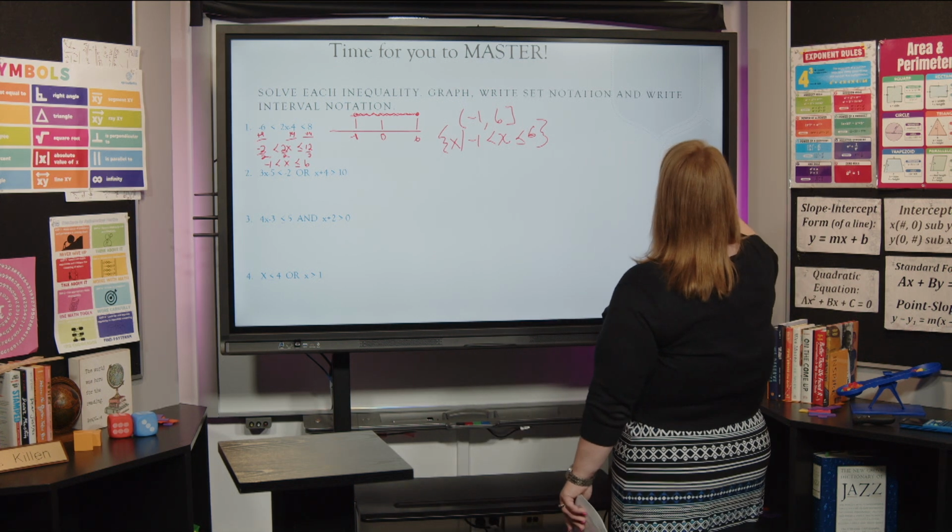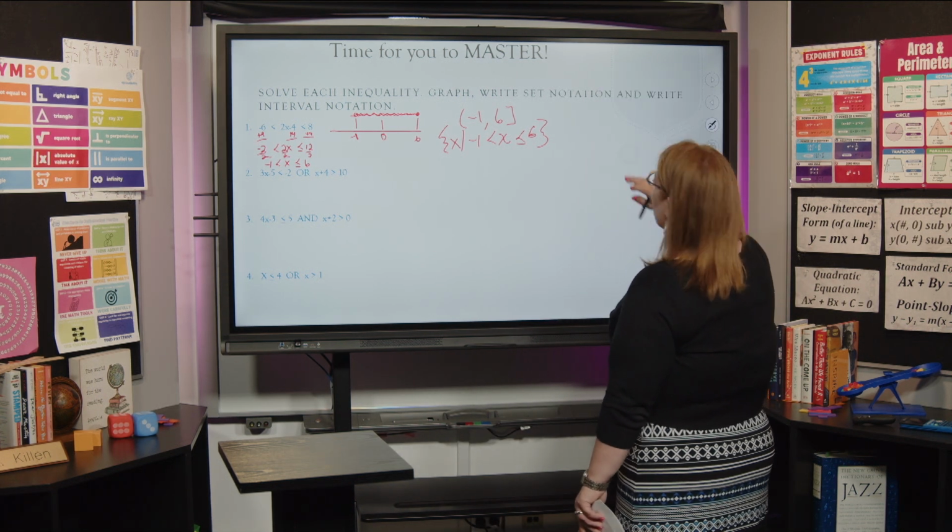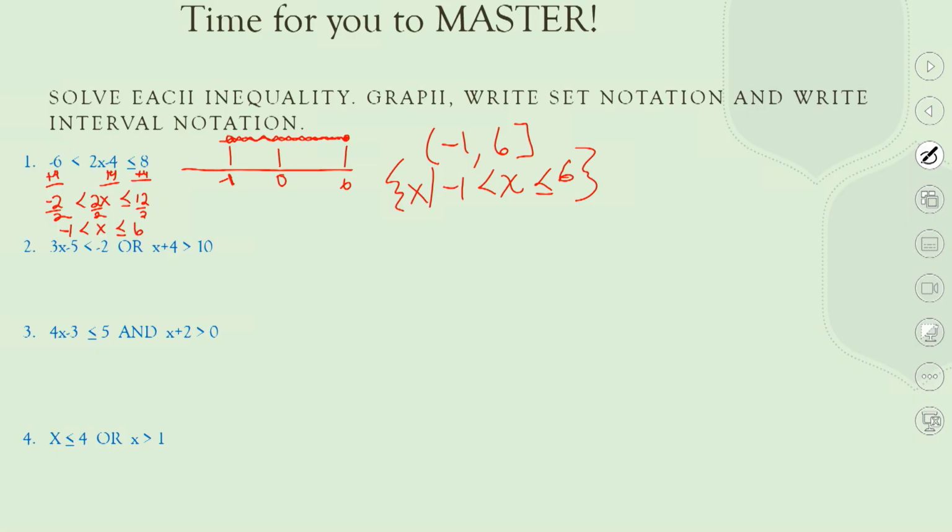Let me get a different color. All right, so 3x minus 5 is less than negative 2 or x plus 4 is less than 10. So let's get our x's by themselves. I'm going to add 5 to both sides. So 3x is less than 3. I am going to divide by 3. And x is less than 1, or subtract 4, x is greater than 6.